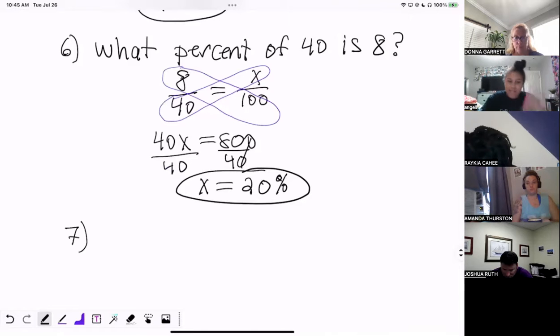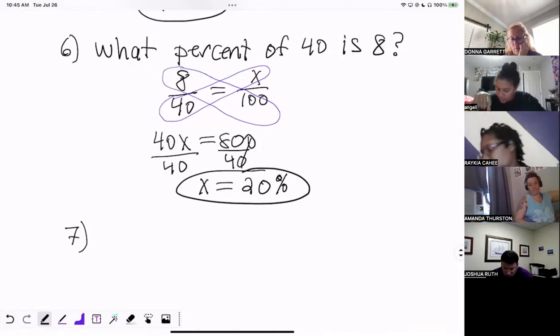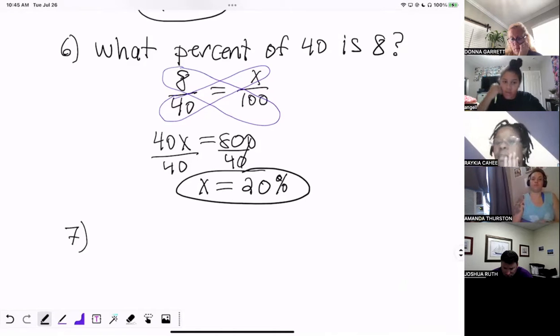I just keep setting up the problems wrong. What did you set up? How did you set it up? Oh shoot, I think I put, well, I erased it. It was like 40 over 100 and x over 8. Like I totally botched it.